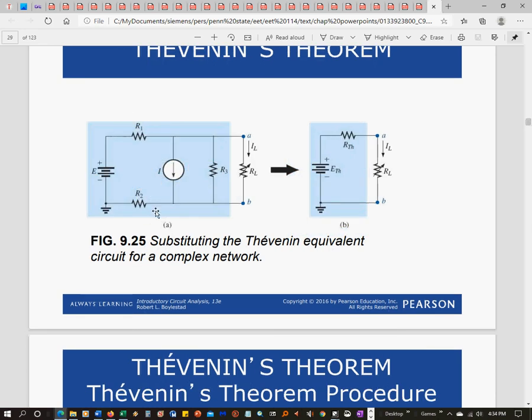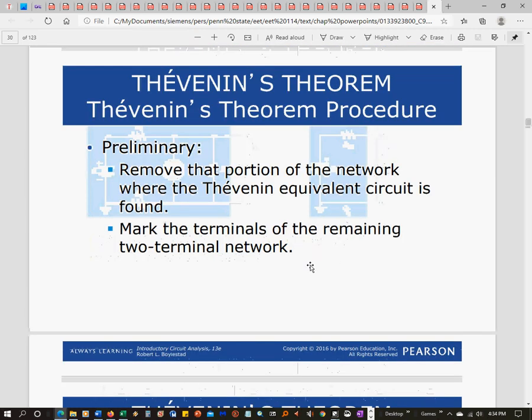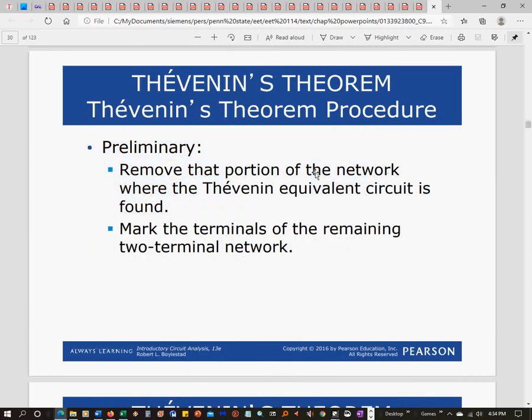So here they show you an example. You have a load here between A and B. That's a variable load. We don't really worry about the load too much when we're doing this analysis. The part in the blue shaded area is the part that you want to reduce down to this Thevenin equivalent network. So you're going to take this complex network and boil it down to this simple network. So the first step is to remove the portion of the network where the Thevenin equivalent circuit is found.